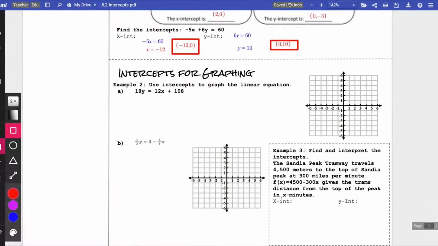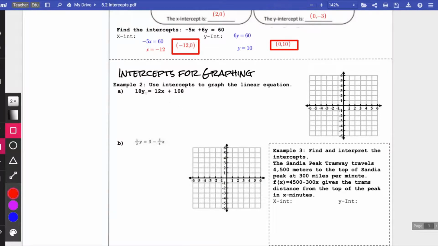So the reason why we use intercept form is because when you're given an equation in standard form, it's a pain to rearrange and solve, because you have to do a multi-step equation. But when you have the intercepts, it's just really moving one variable and graphing.